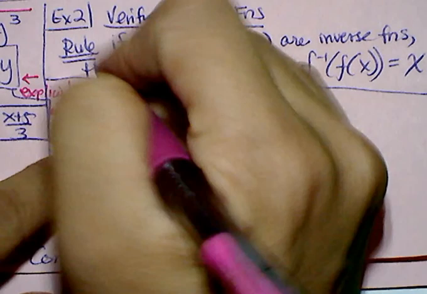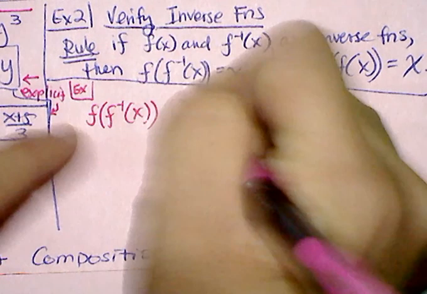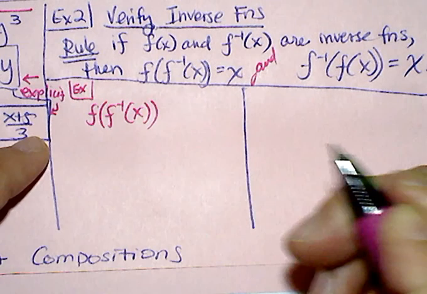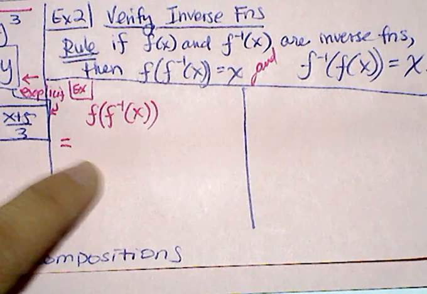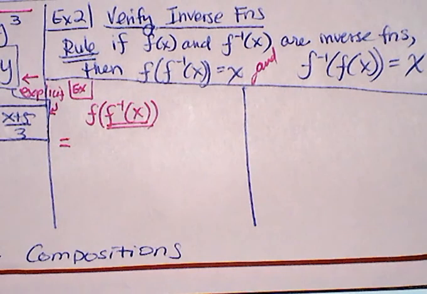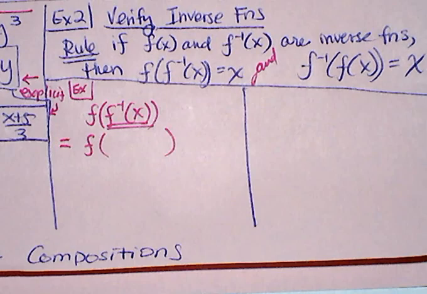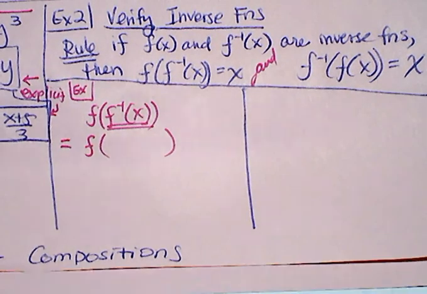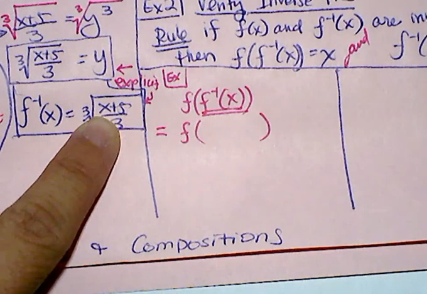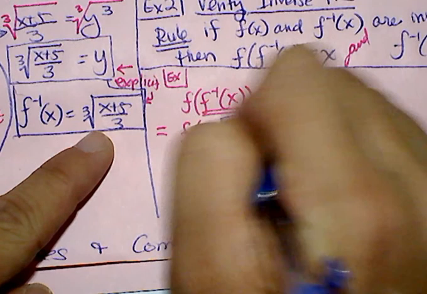I want to know what F of F inverse of X is. Now, we're talking about composition of functions. So first of all, start with the inside. Start with the baby. What is inside? It's the F inverse. And I think Anthony was doing this yesterday. What is the F inverse? F inverse is which function that we did? So let's put it in. F inverse is the cube root of (X plus 5) over 3.